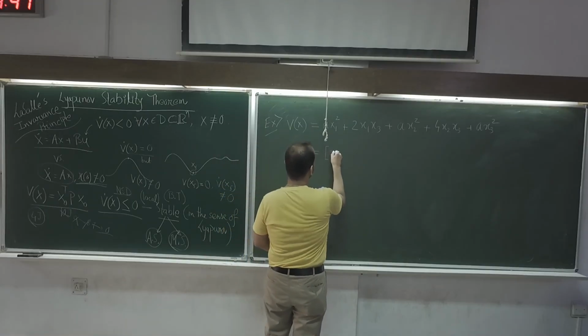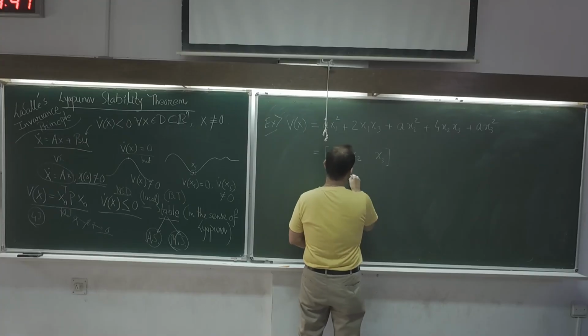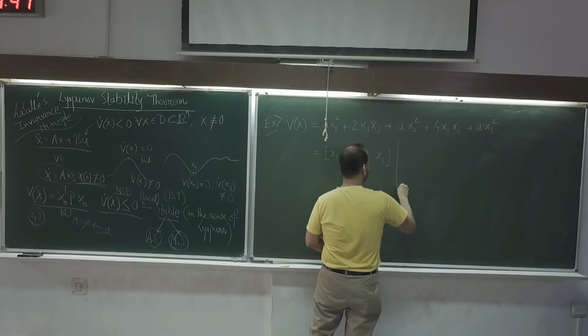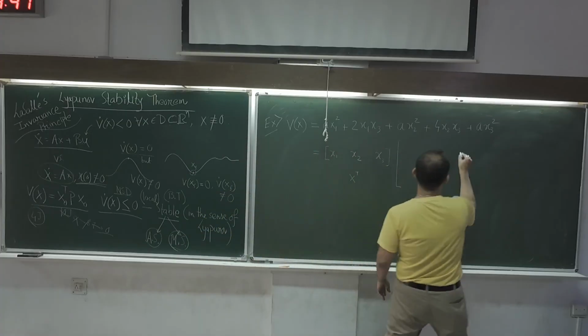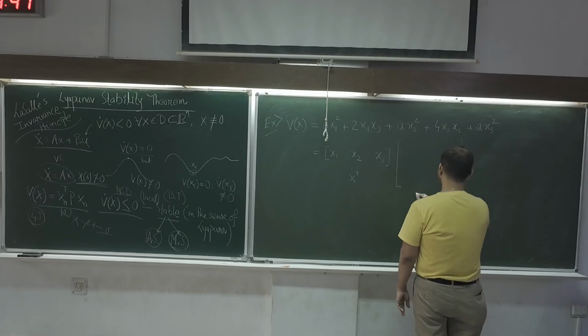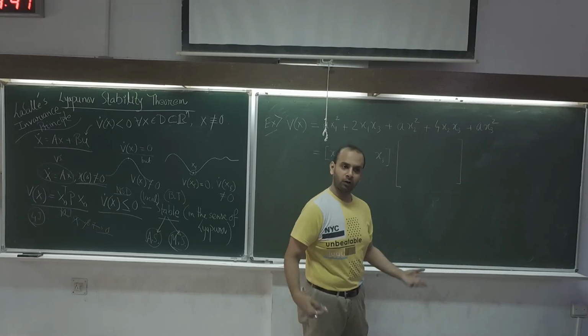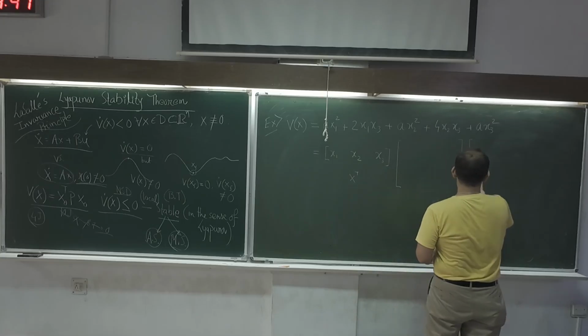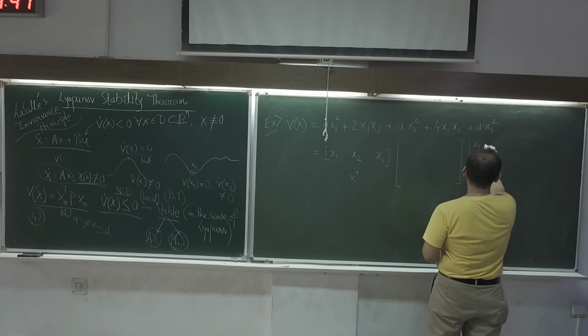That means here you must write x1, x2, x3. So that is my x transpose. In between, you should have a 3 cross 3 matrix which will serve the purpose of P, but what kind of P, that we don't know. That we'll have to analyze, whether it is positive definite, positive semi-definite or indefinite. That is the reason why you first have to express it in that fashion.